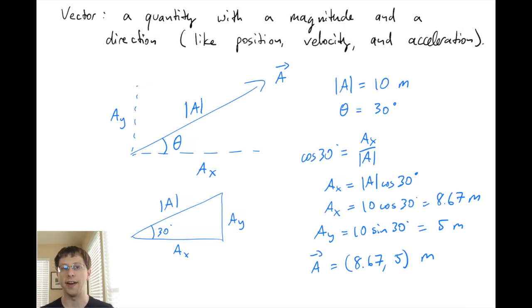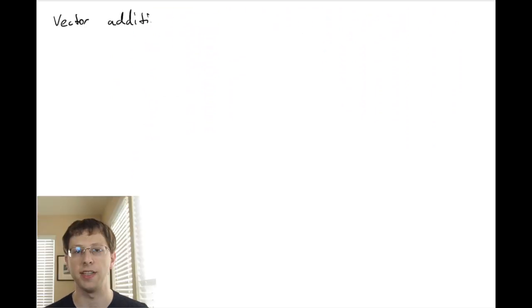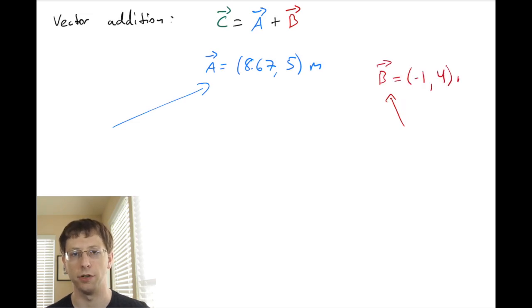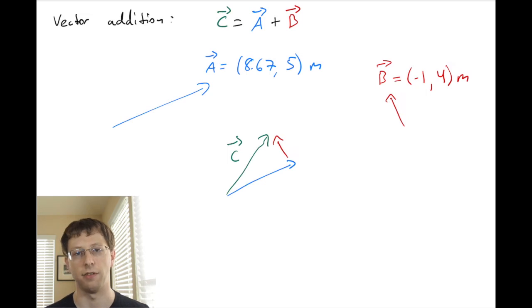We can also add up vectors in a straightforward way. What we're going to do here is take two vectors A and B and add them together to get the resulting vector C. A is just going to be the same vector again, (8.67, 5) meters, and B will be this vector here, (-1, 4) meters. First of all, graphically we can add up these vectors by putting them tip to tail, and the resulting vector C starts at the beginning of the first vector and ends at the end of the second vector.